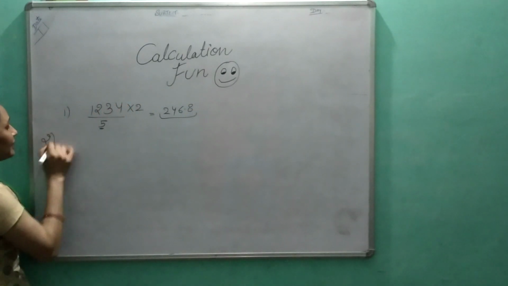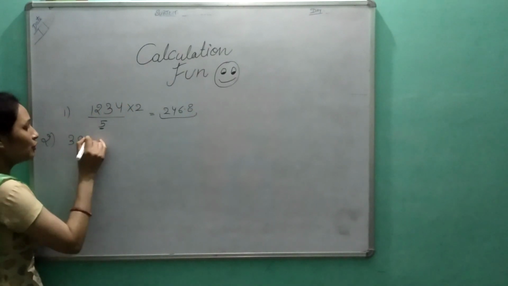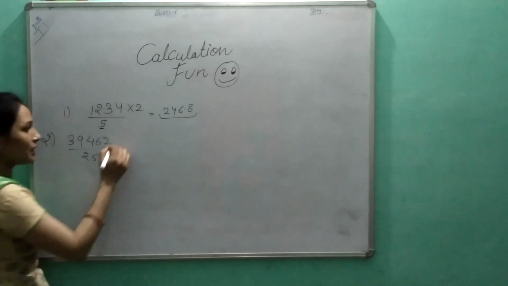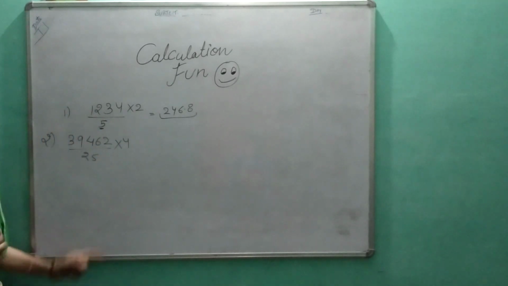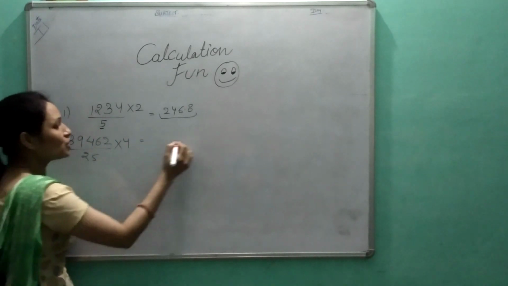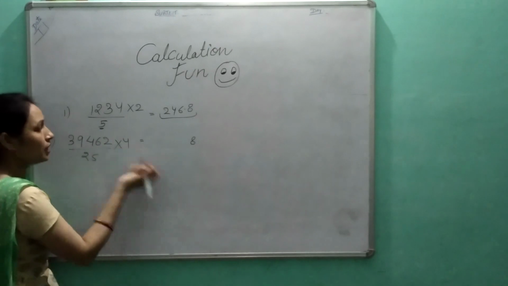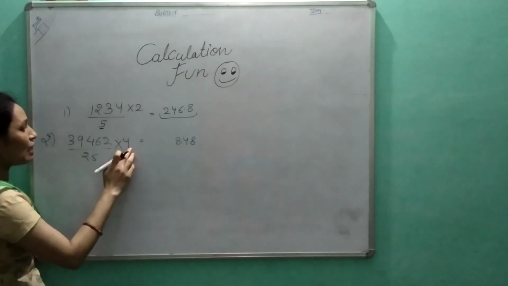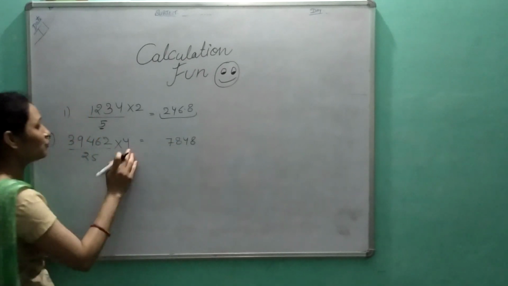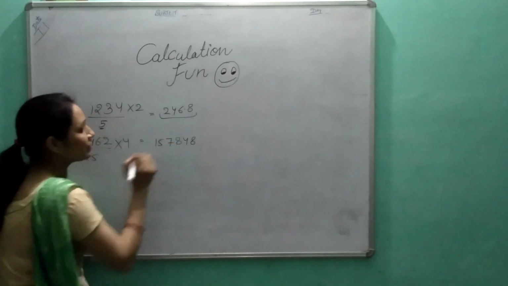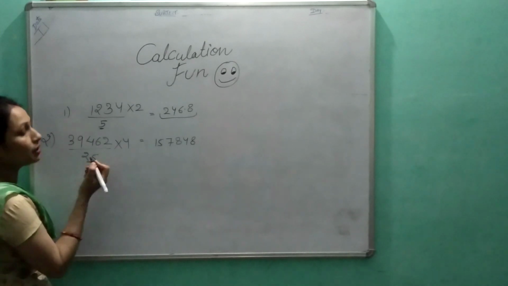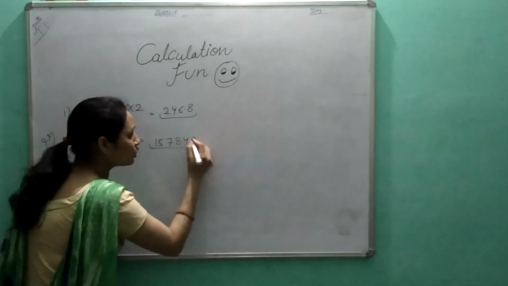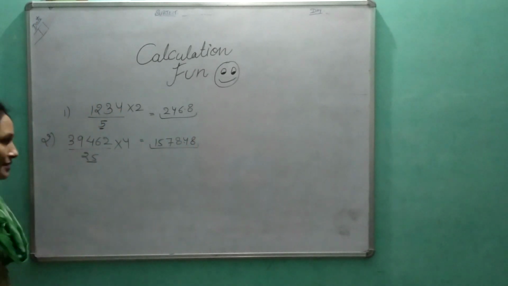Now the second question we will take: 39462 divided by 25. What will we do in this question? We will multiply by 4. So simple: 4 2s are 8, 4 6s are 24, 4 4s are 16, 17, 18 we have, 4 9s are 36, 1 is 37, 4 3s are 12 and 3 is 15. Now here we have two digits in the denominator, so we will put the point after two digits from the right side. This is the answer.